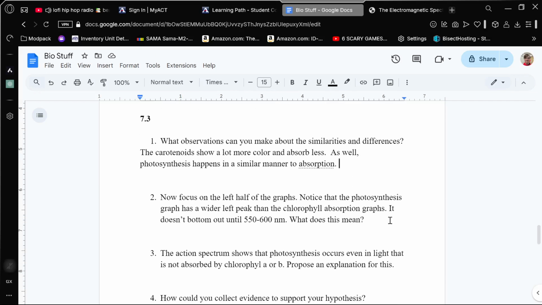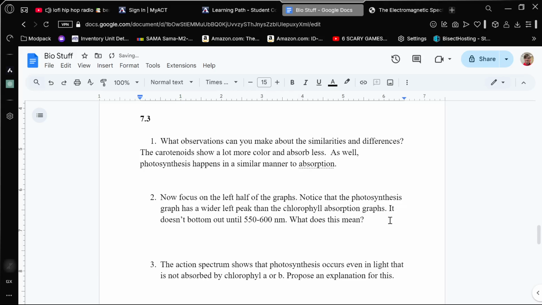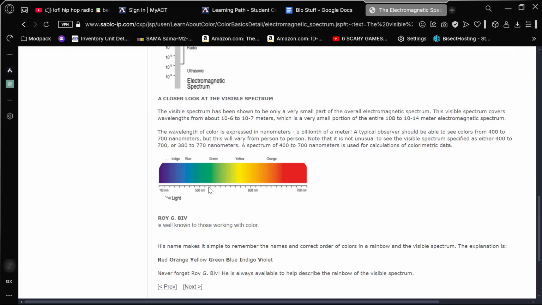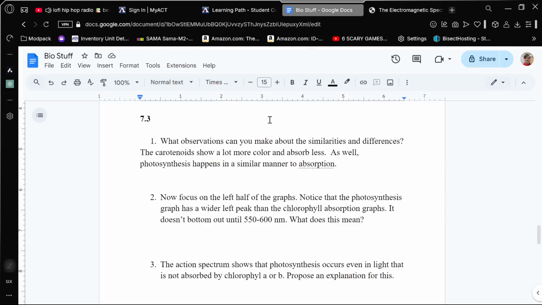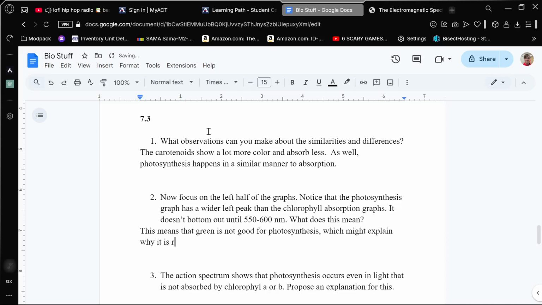Now focus on the left half of the graphs. Notice that the photosynthesis graph has a wider peak than the chlorophyll absorption graphs. It doesn't bottom out until 500, 600 nm. What does this mean? If we look at our electromagnetic spectrum, 500 to 600 is about green. So this means that green is not good for photosynthesis, which might explain why it is reflected.